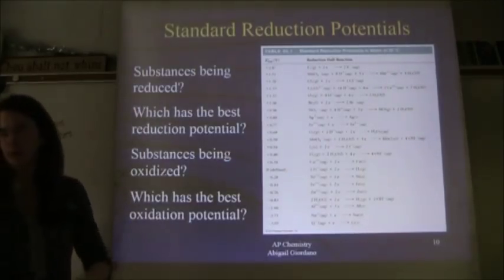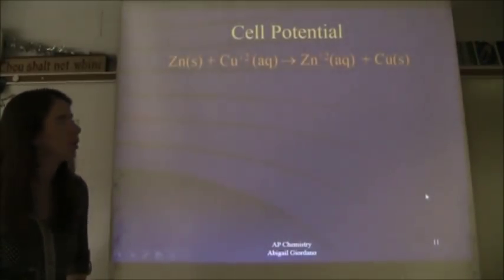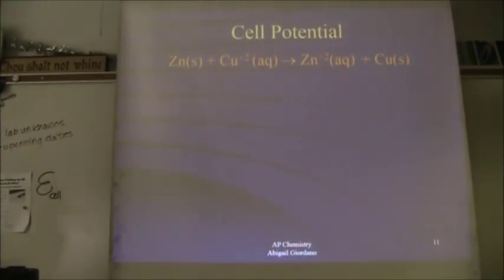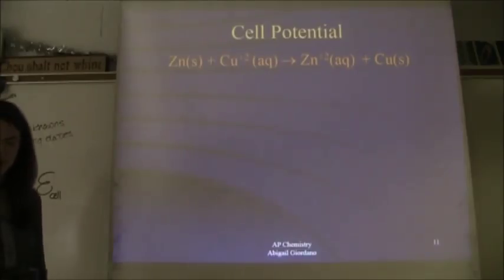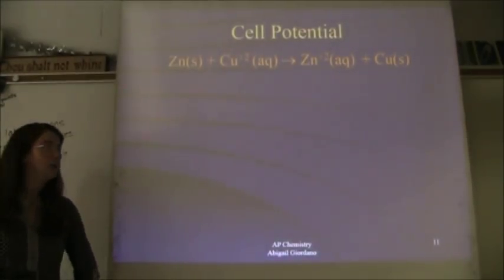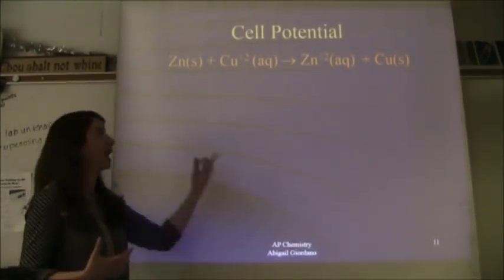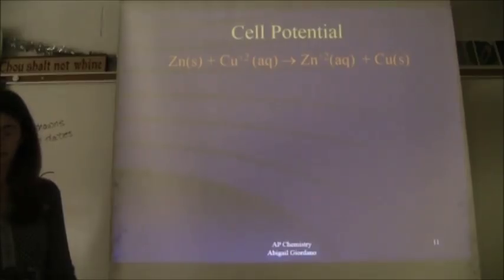So what else are we going to use this chart for? Well, here's what we're going to use it for. I give you an electrochemical reaction that looks just like that. And the question is, what cell potential will that galvanic cell have? How many volts can I get out of that battery?